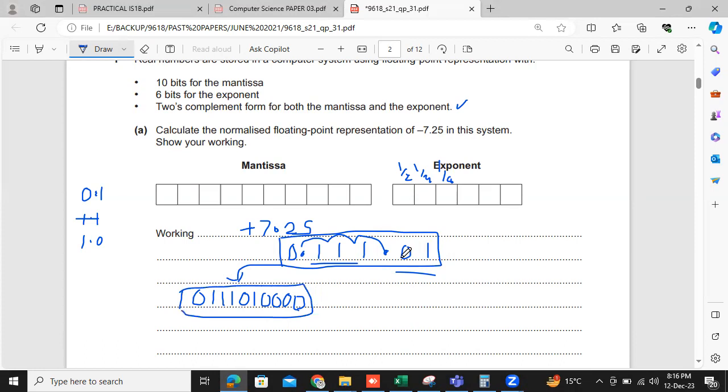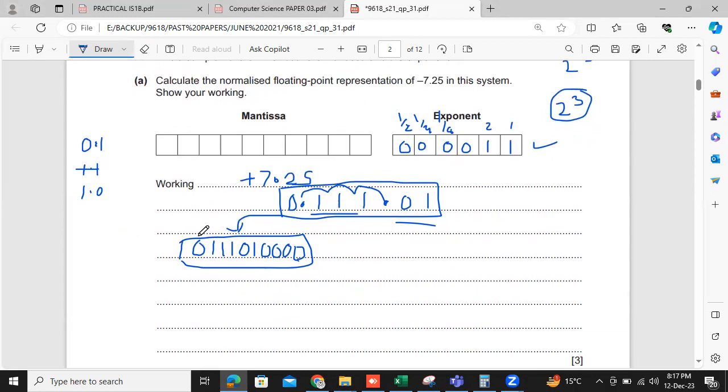Now, what about the exponent? How do we derive the exponent? Since we shifted this 3 times, 1, 2, 3, we'll have over here 1, 1, and the rest of them will be 0, because this represents 2 raised to power 3. So our exponent will be this. We don't have to tamper with this because it's a positive value. We are not done yet.